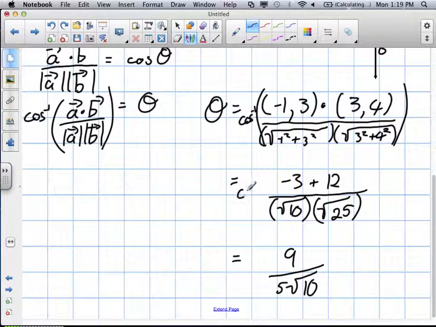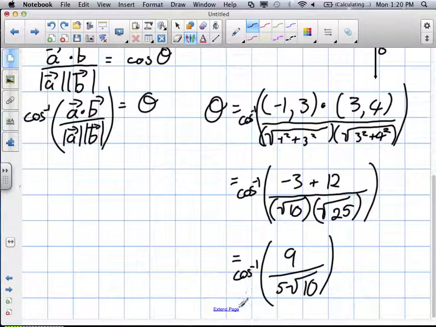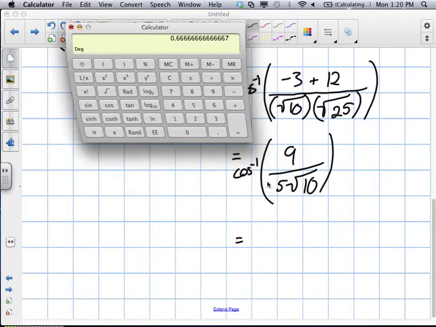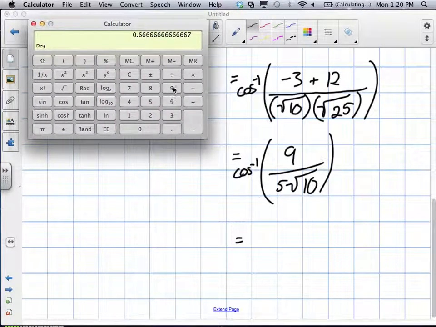Sorry, I should be writing this. Inverse cos. Inverse cos. So we're going to put that into our calculator. Oh actually, can I do this another way? 9 divided by, no, I don't think my calculator can do it in one step. We're going to have to do it in two.